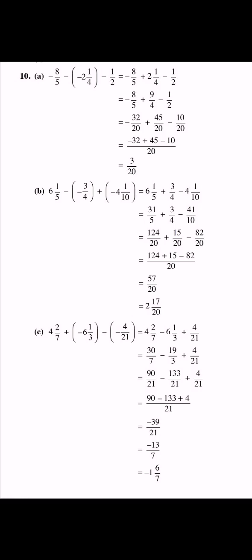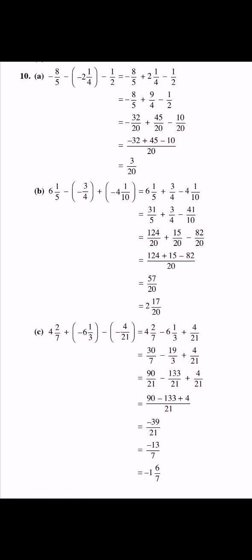In part B, we are given the question 6 whole 1 divided by 5 minus into minus 3 divided by 10 plus into minus 4 whole 1 divided by 10. After simplification, it will become 6 whole 1 divided by 5 plus 3 divided by 5 minus 4 whole 1 divided by 10, because we know that whenever we multiply a negative sign with a negative sign, it gives us a positive sign, and whenever we multiply a positive sign with a negative sign, it gives us a negative sign.